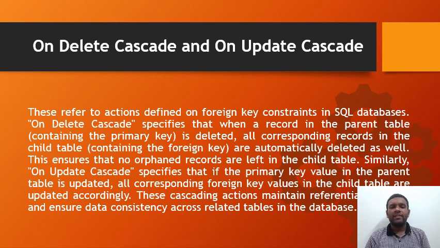On update cascade specifies that when the primary key value in the parent table is updated, all corresponding foreign key values in the child table are updated accordingly. These cascading actions maintain referential integrity and ensure data consistency across related tables in the database.